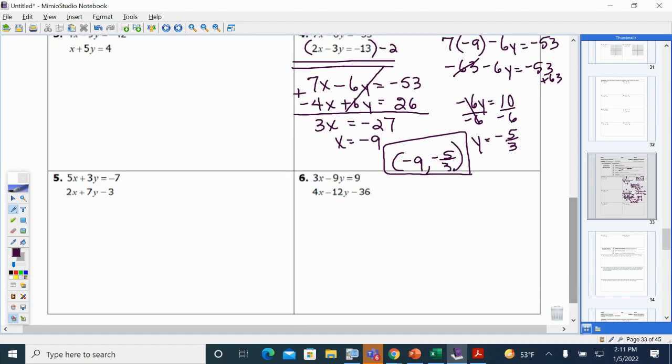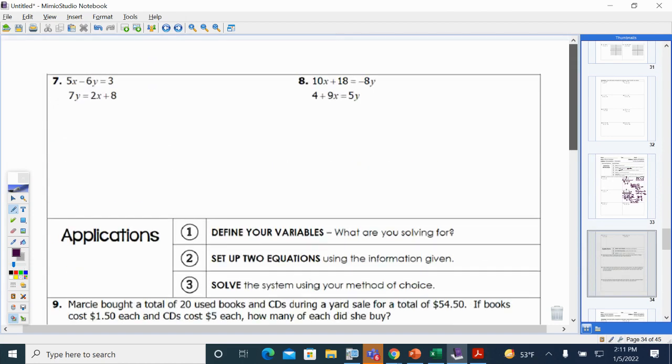Let me do one more by elimination before I move on to the word problems. And I want to jump to number 7 or 8. Let's look at 7. Number 7 says 5x minus 6y is equal to 3 and 7y is equal to 2x plus 8. So the very first step says to line up the equations.